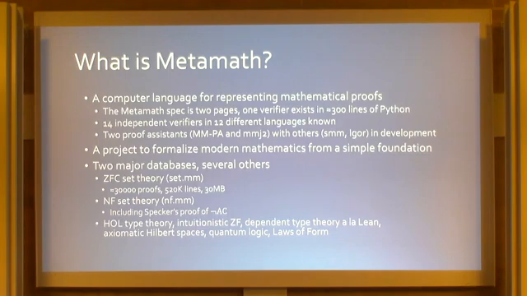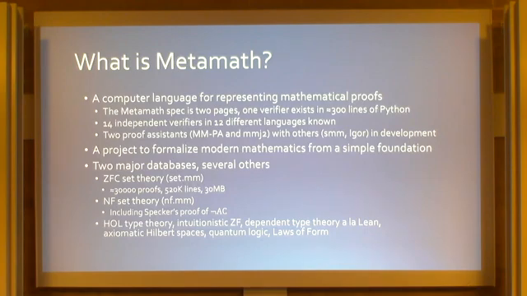The largest database of mathematics, and the reason why this was put under this category of systems based on set theory, is the set.mm database, which is based on ZFC set theory. There are about 30,000 proofs in there, and I'm going to show you some of the stuff involved in that library. But there's also some on NF set theory, and MetaMath is pretty good at handling a really large variety of different formal systems.